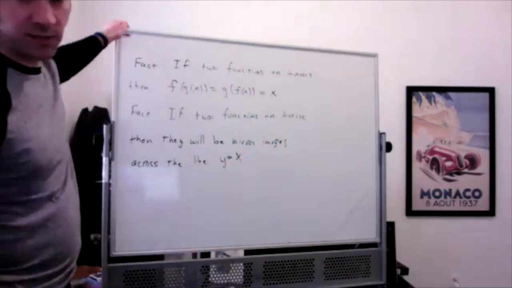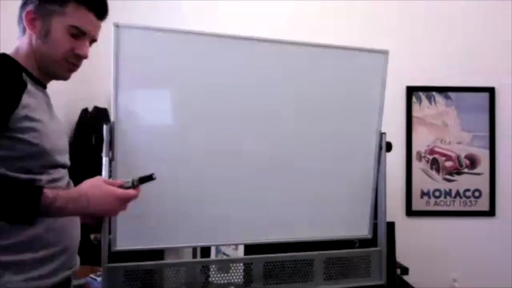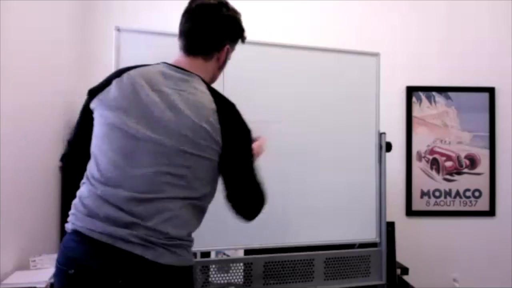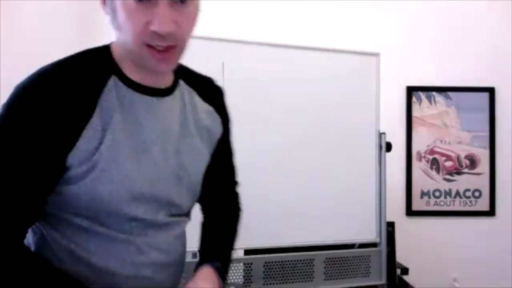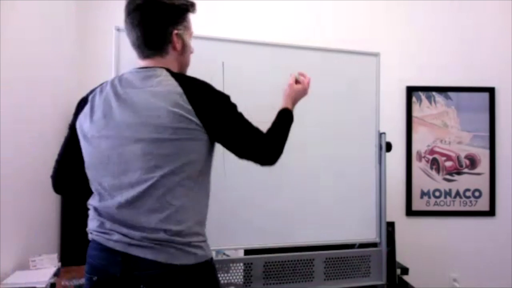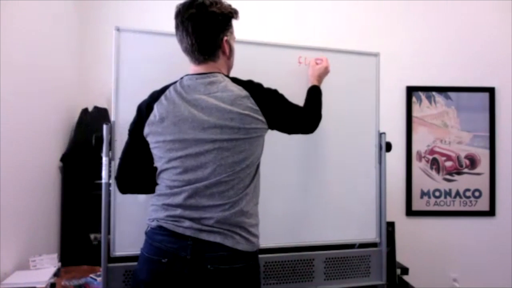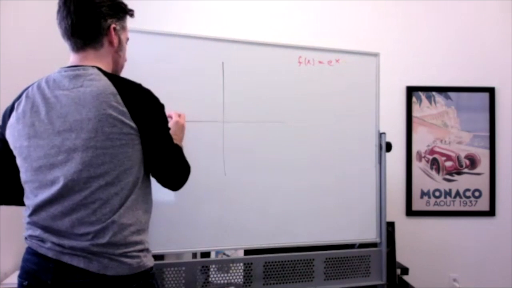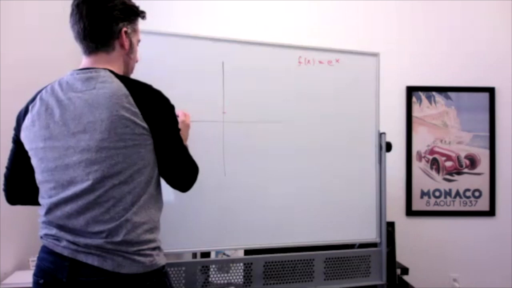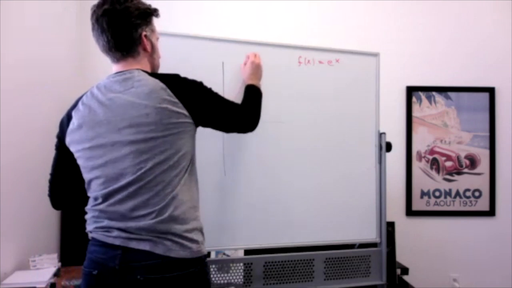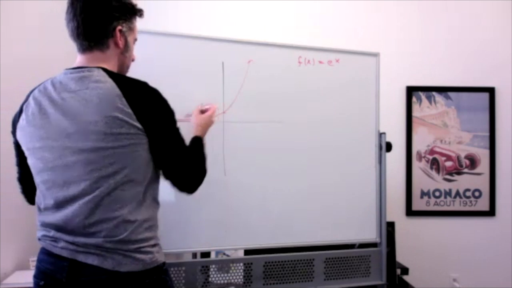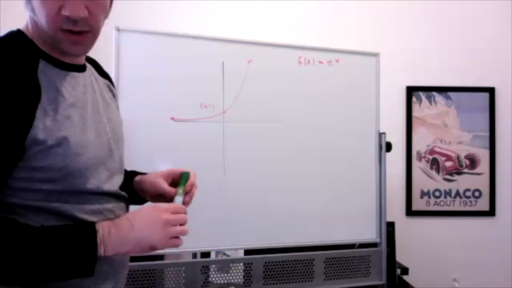So there's a couple examples. Let's look at the functions e to the x and the natural log of x. Let's do e to the x in red. So f of x is e to the x, which we know has a horizontal asymptote and intercepts at 0, 1. It looks like this. There's e to the x. And here is the natural log of x.